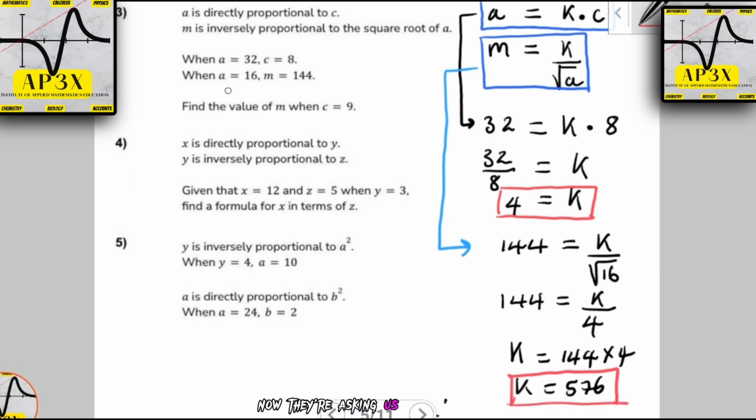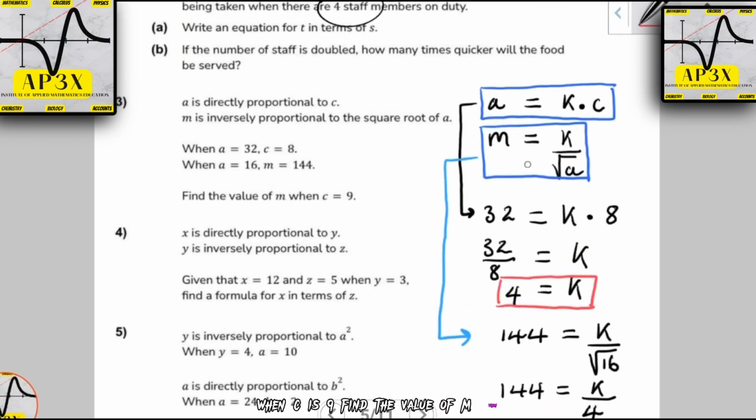Now they're asking us to find the value of M when C is 9. Interesting. Very, very interesting. Alright, so what do we do then?